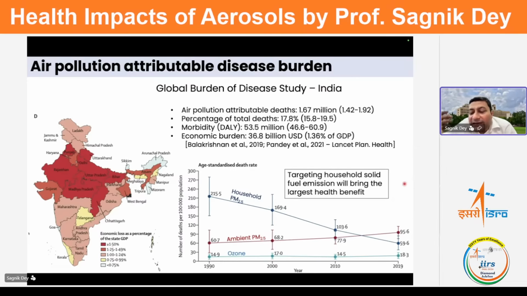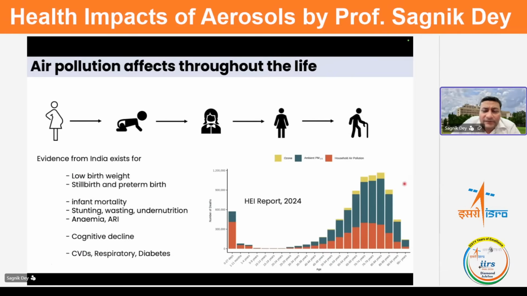So the benefit that we are getting from switching to clean fuel for household activities is kind of lost due to the rising air pollution in ambient concentrations. And again, there are a lot of studies to really understand its economic impact and how to handle all of these things. Now, I must also mention that air pollution affects throughout the life.